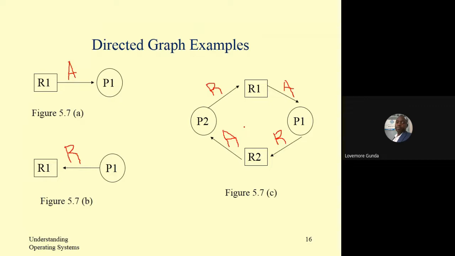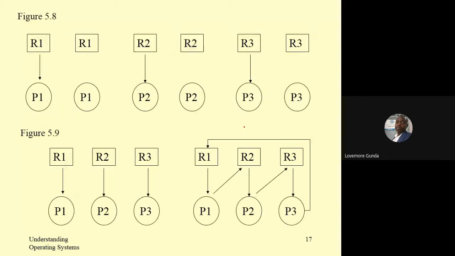Okay? So the arrow from the process to the resource shows a request. The arrow from the resource to the process shows allocation. That is how we model our deadlocks, right? So again, we are looking at this situation.